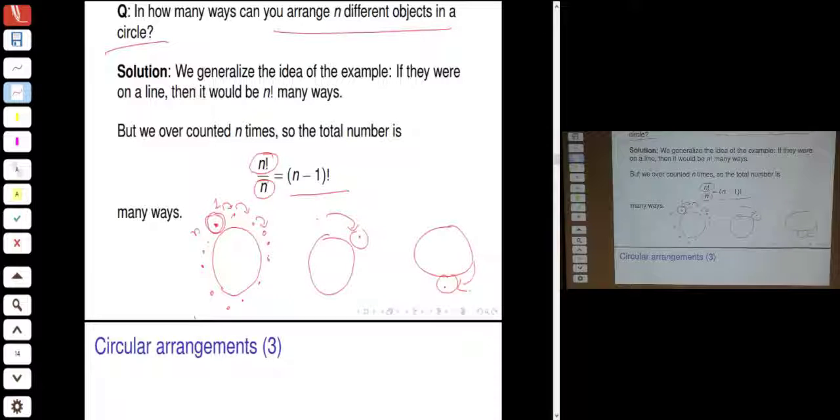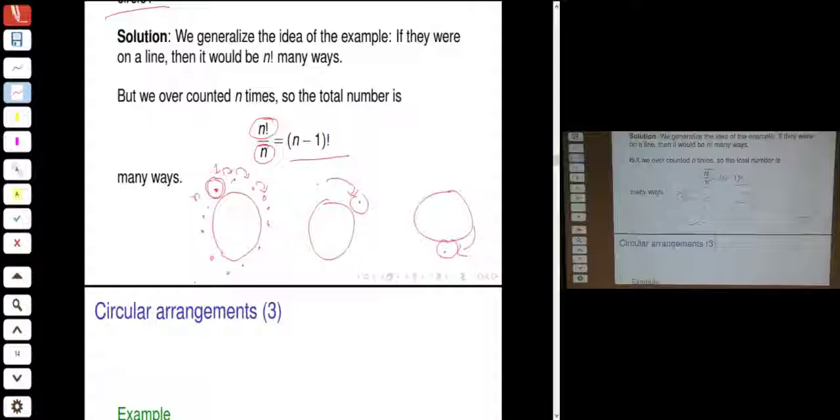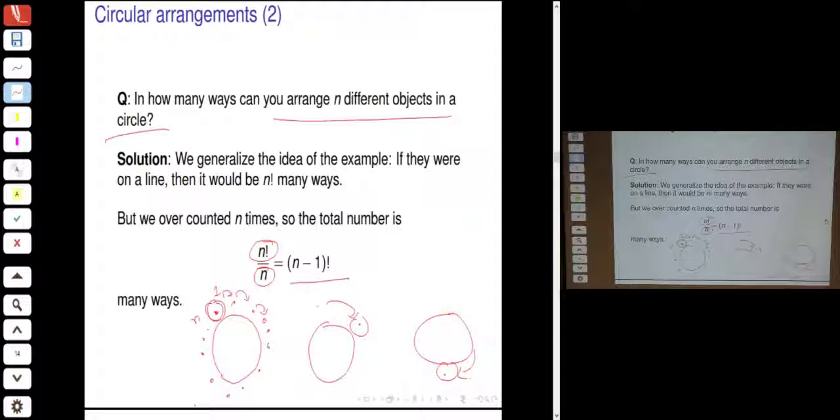And you can also deploy the same logic. You can also look at the rest of the table from the point of view of a particular guest. So if you fix a particular guest as a reference point, then there are n minus 1 other guests who could arrange themselves across the table in any of n minus 1 factorial ways, which is also the right answer. Okay?